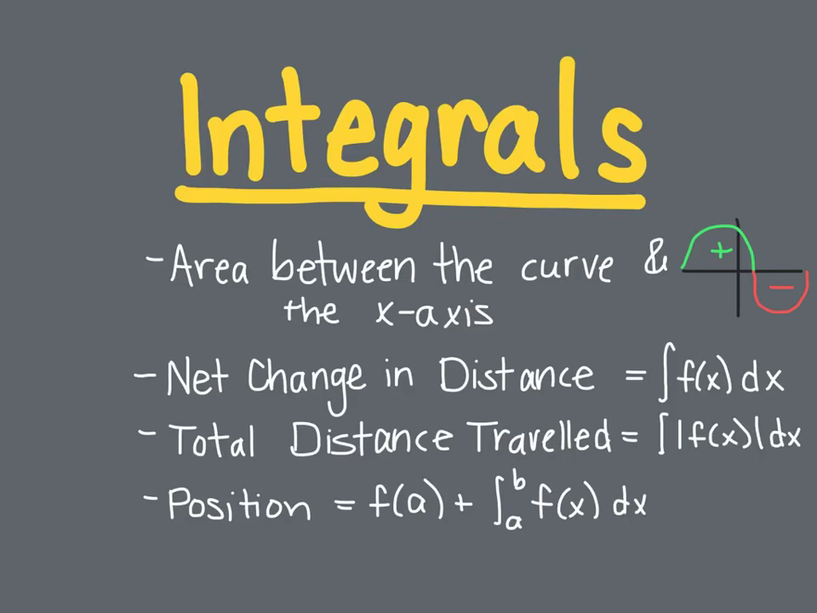To find the actual position of an object from its derivative, you would need to have an initial condition. And in order to set that up, you would say the y value of your initial condition is the initial position, and then we integrate starting from that x value of the initial position and go up to our final position that we're looking for.